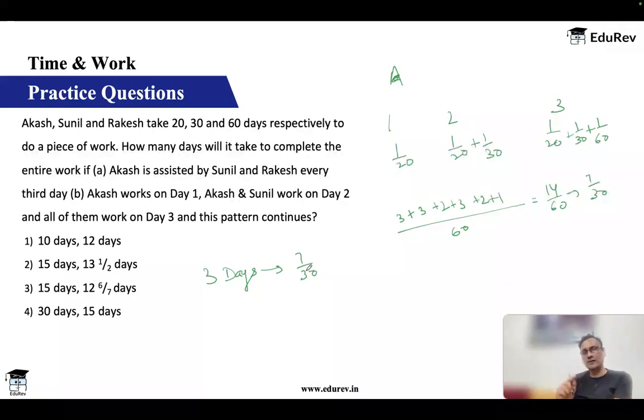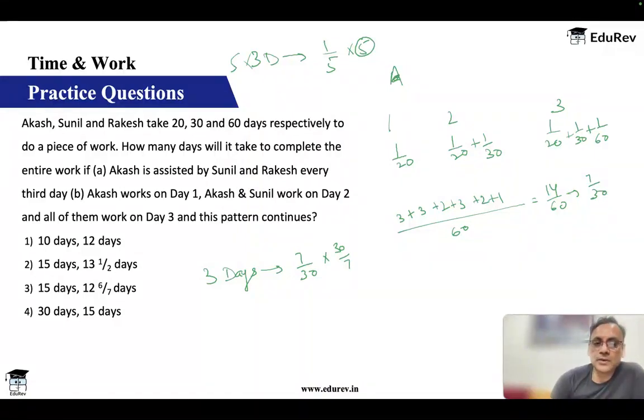Okay. Now, why have I taken this? Because if you remember in the previous question, in 3 days, work done was 1 by 5, and it was very easy to multiply it with 5. That is what we did, because it was an integer. But here, the problem is 7 by 30. So 7 by 30, you will have to multiply it by 30 by 7. So that will give you the number of days. Now the right hand side will become 1 and the left hand side will be 90 by 7. Right? 90 by 7 will be 12 and 6 by 7.